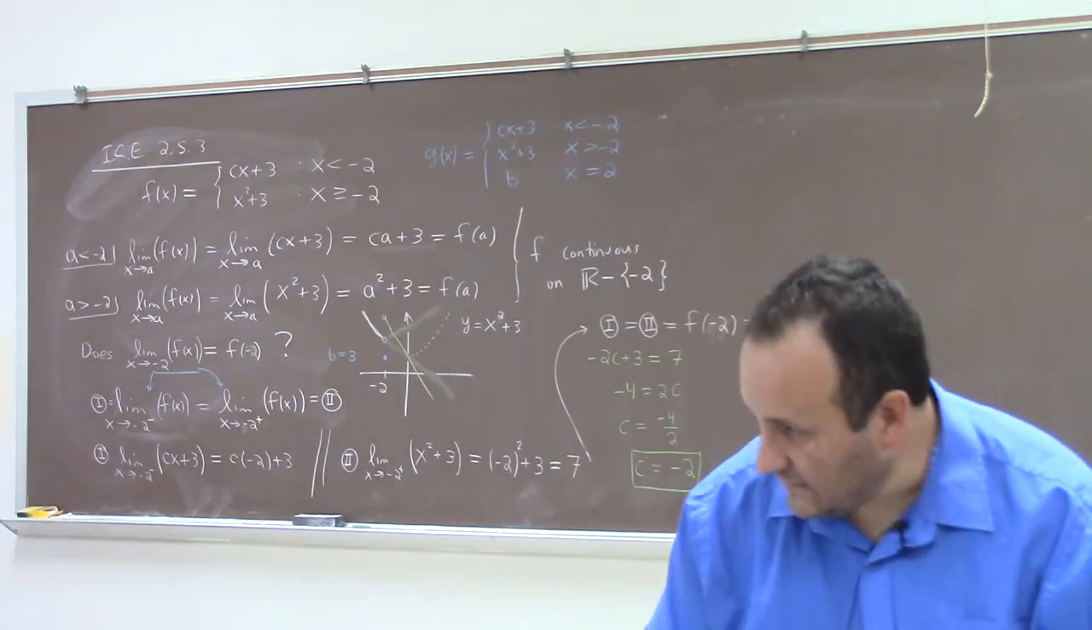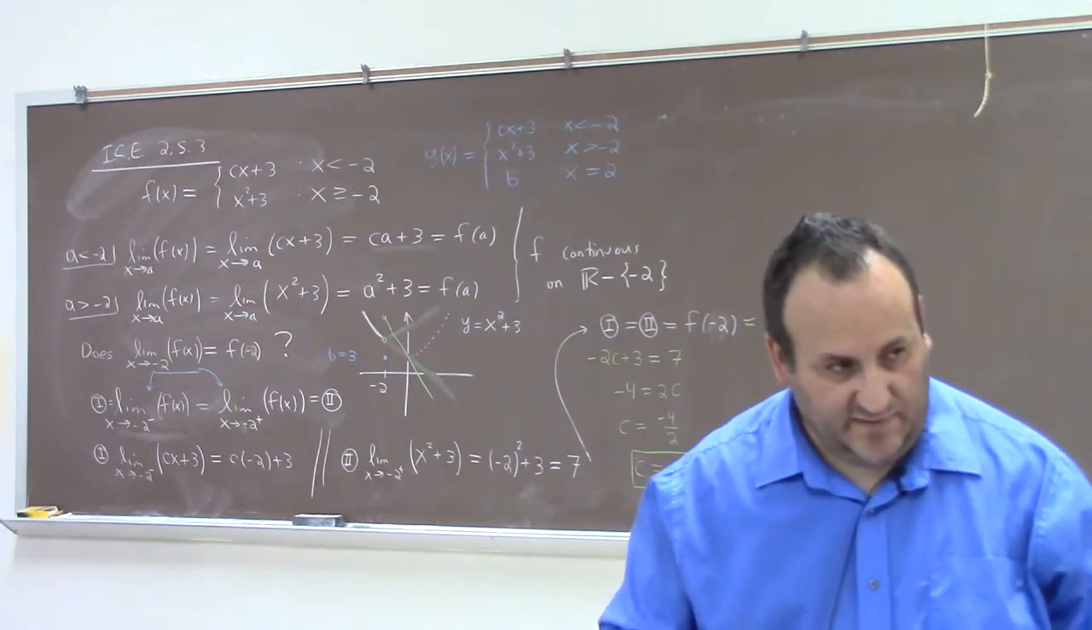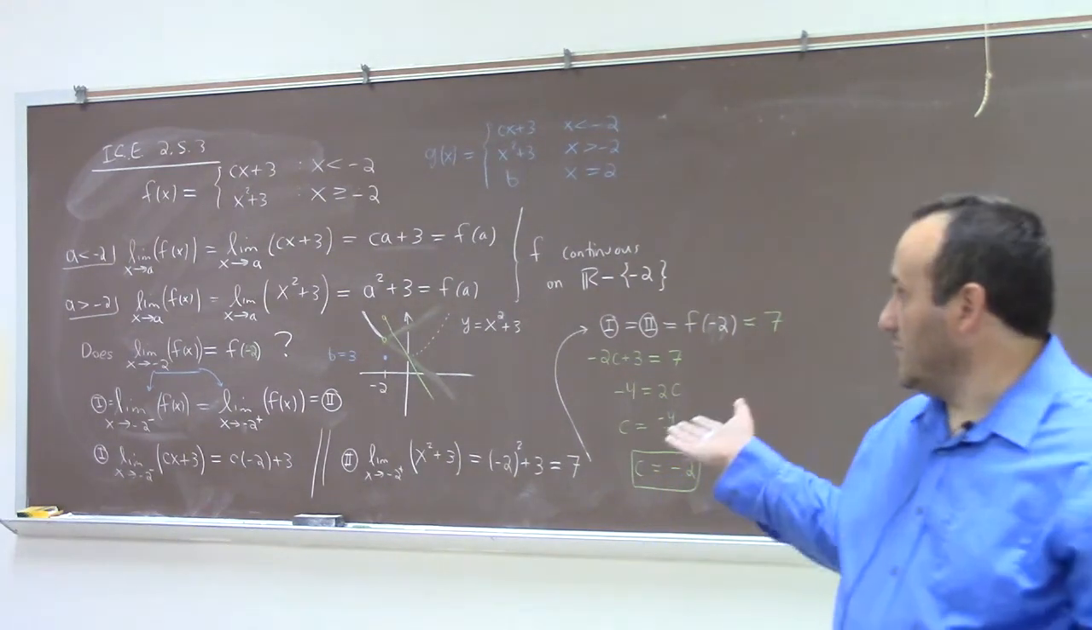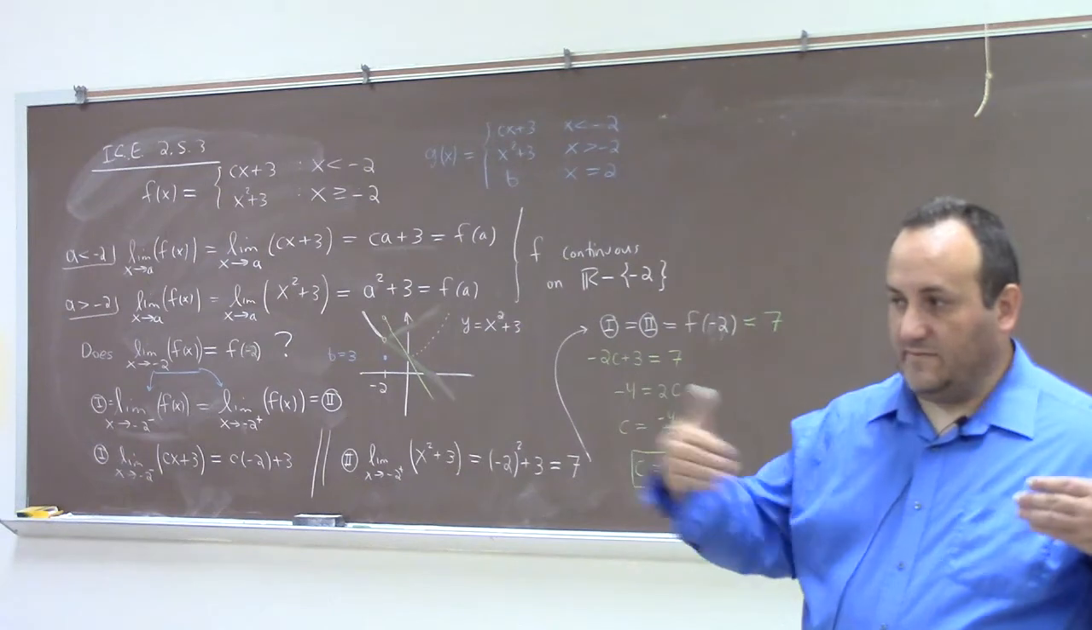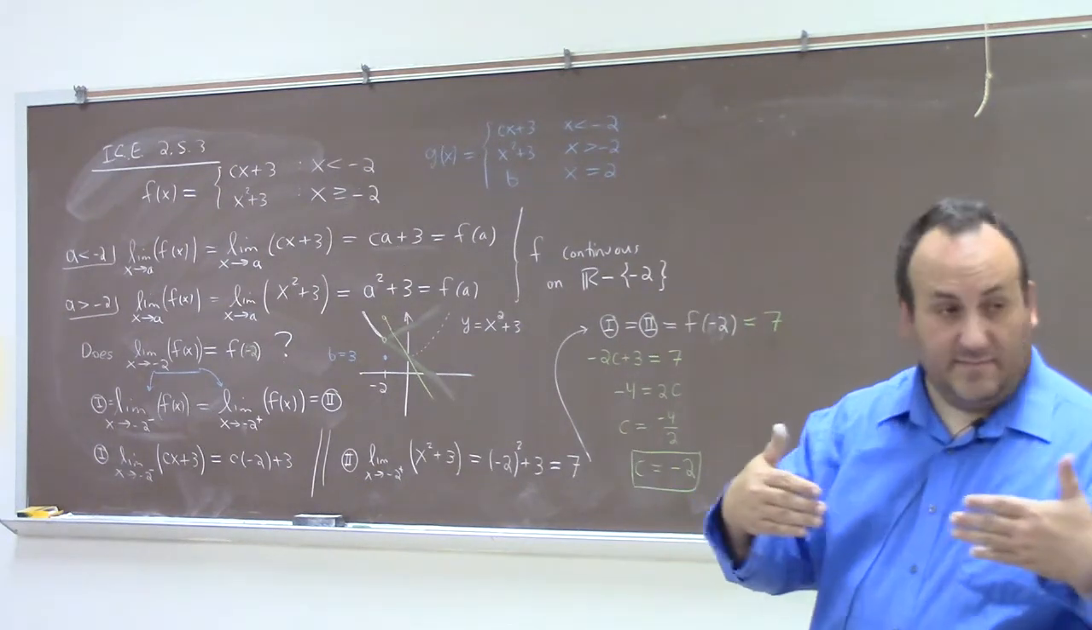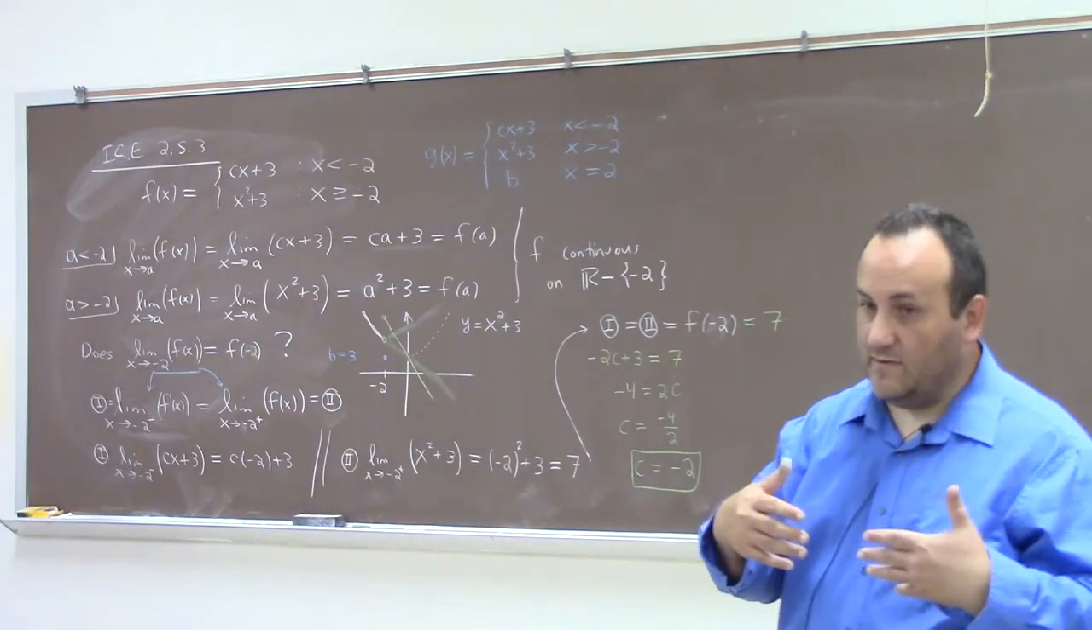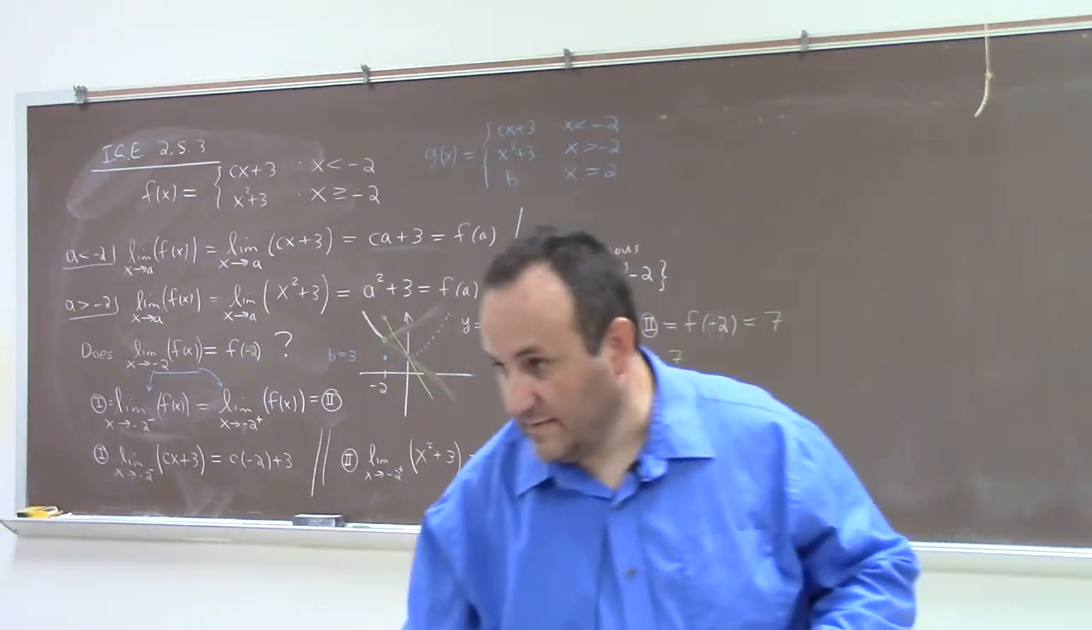Any questions? So to summarize, there's a homework problem like this in your homework. What you want to do is look at the left and the right limits at the gluing point and make them match up. That should allow you to choose the value in the formula to make it continuous.